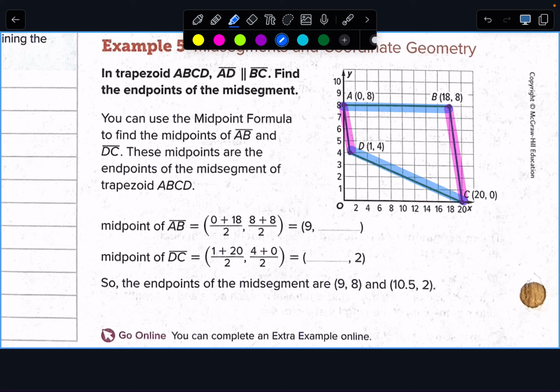Great question. How do we know which is which? It's already written down here. The bases are parallel, the legs are not. Okay, find me the midpoints. They already got it. You should have to do it yourself.